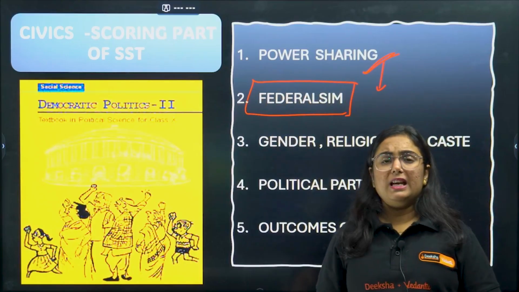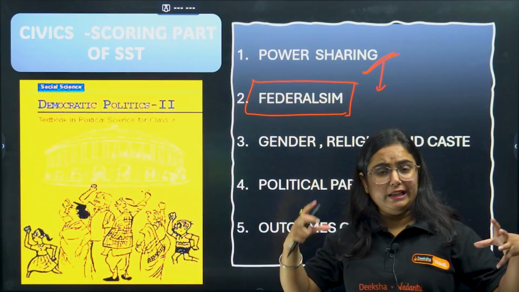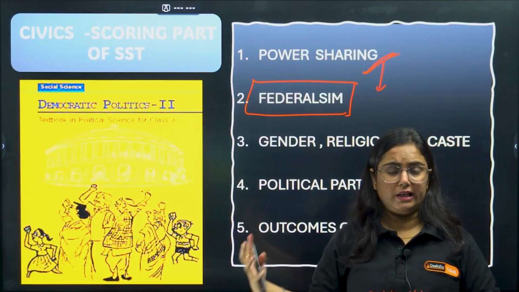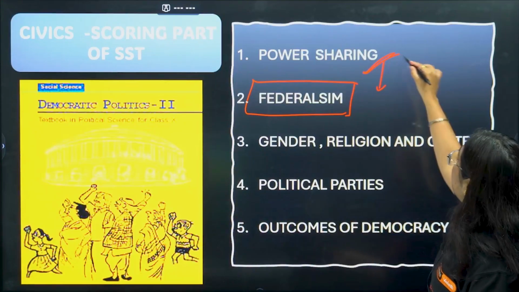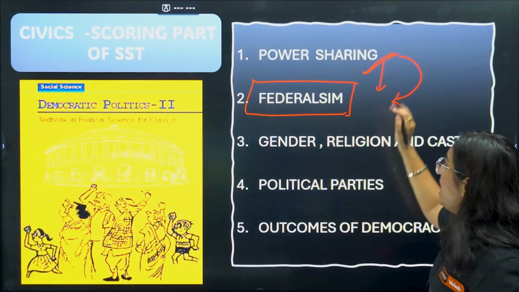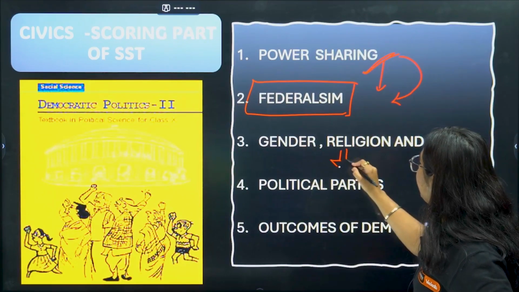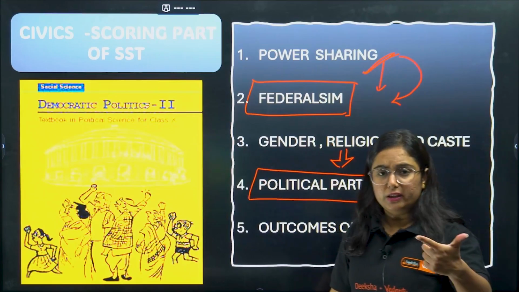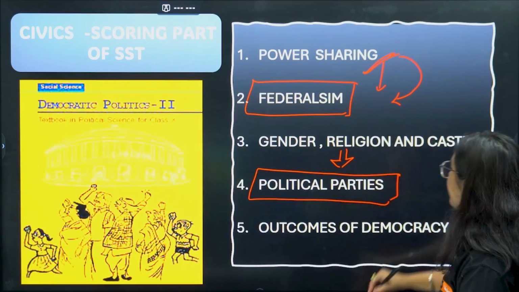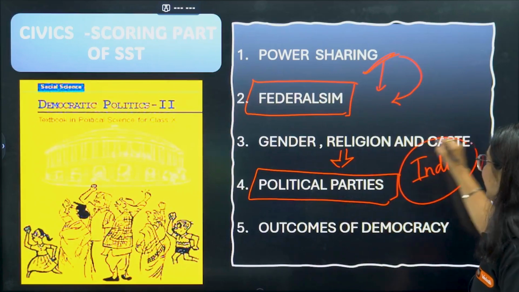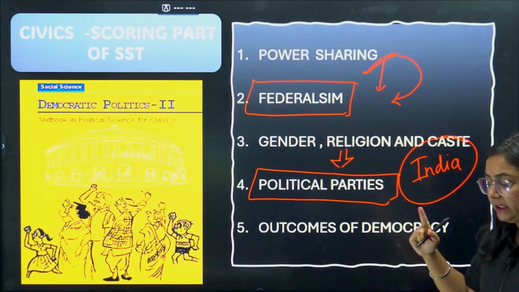Both chapters are interconnected with each other, and somewhere the theories are also interconnected. So after power sharing, move to this chapter, that is federalism. After federalism, gender, religion and caste and political parties are also interconnected, because they all talk about the situation of politics in India.